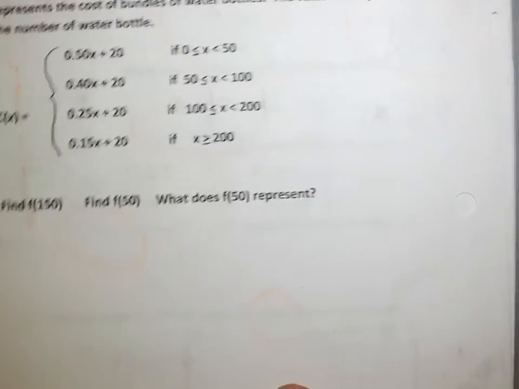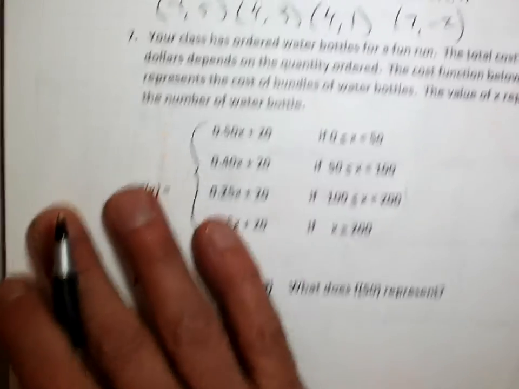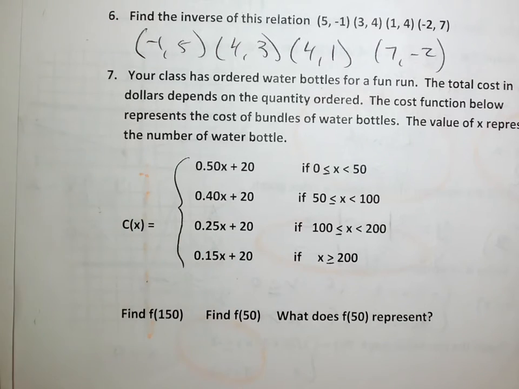Okay, number 7, last but not least, and this one's not too bad. So we're going to do a fun run. We're going to order water bottles. If we buy in bulk, you get a better price, right? So if you buy between 50 and 100, it costs 40 cents a bottle. But if you're only going to buy less than 50, it's 50 cents a bottle. Does that make sense? If you order between 100 and 200, it's 25 cents a bottle, and over 200, it's like 15 cents a bottle. Okay. Now the 20 is probably a shipping cost because you're buying big boxes of bottles, right? So it's probably a $20 shipping cost.